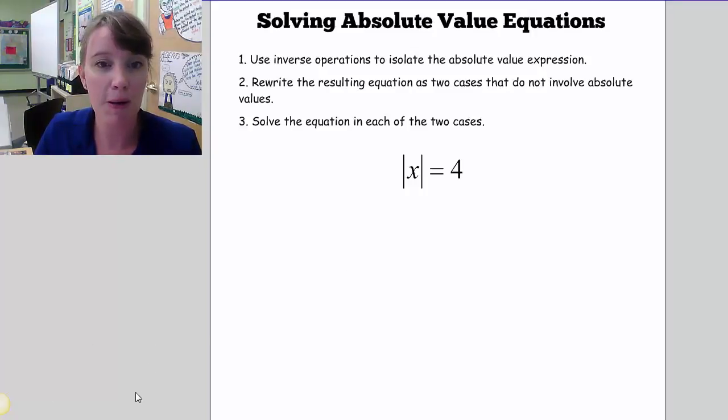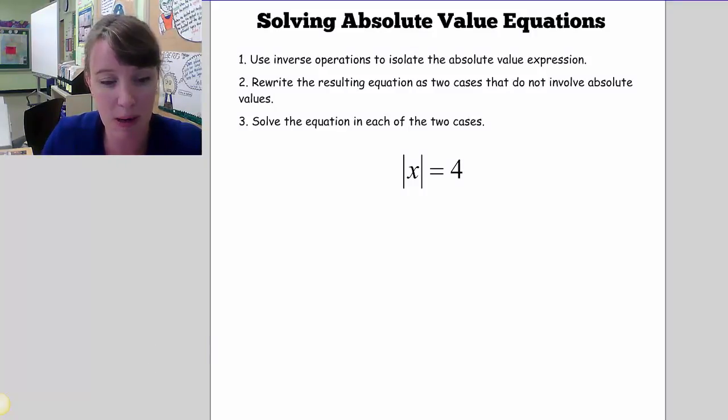So here, to solve absolute value equations, let's just look at the equation for a second. This is the simplest equation. This says the absolute value of x is equal to 4. Well, when we think about the absolute value, what we want to remember is that there's actually two numbers that we can put in here for x.